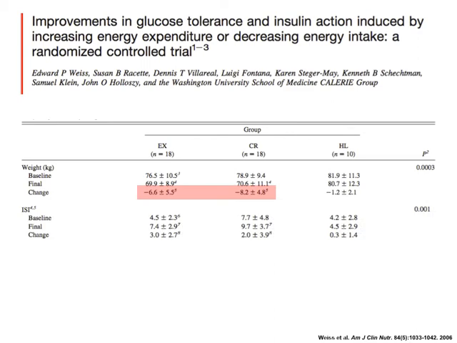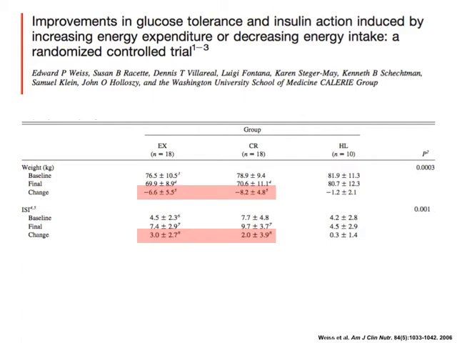A functional measure to accompany the weight change is shown here. ISI is insulin sensitivity index. Higher the better, more insulin sensitive. We see a nice increase in insulin sensitivity in the exercise and the dieting group. Again, suggesting somewhat that no matter how you create an energy deficit, that you create the energy deficit is really the driving factor for decreasing weight and improving insulin sensitivity.